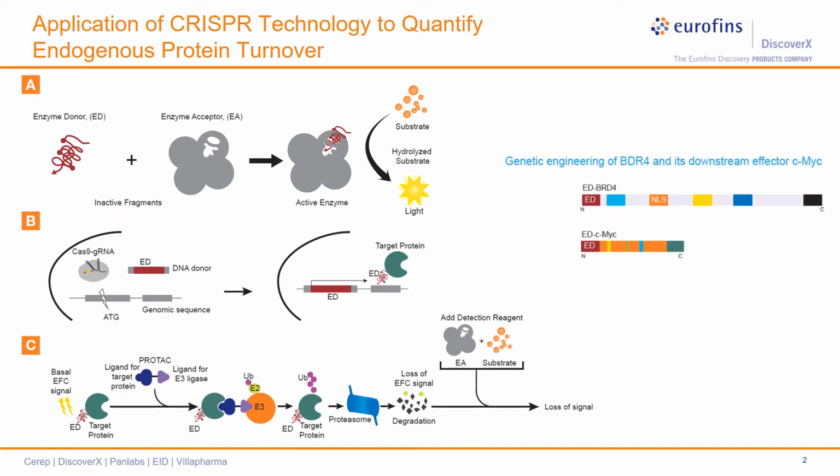As proof of concept, we first generated two Sprinter cell lines targeting BRD4 and its downstream effector c-MYC. We knock in the ED tag right after the stop codon to capture all the splicing variants of the targets.